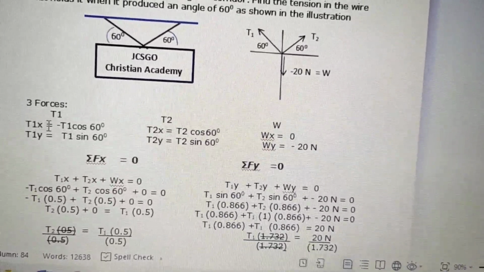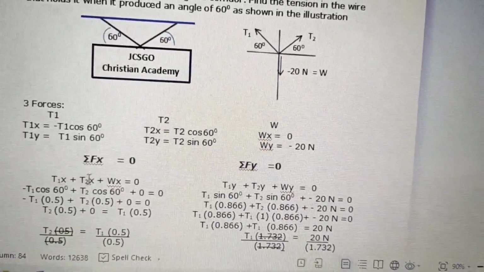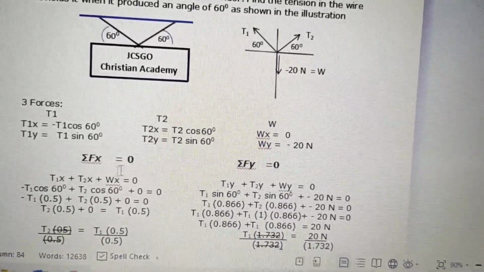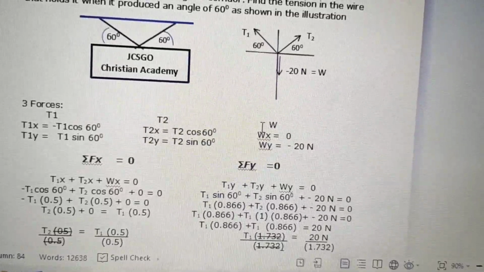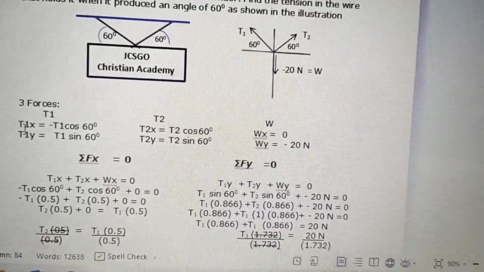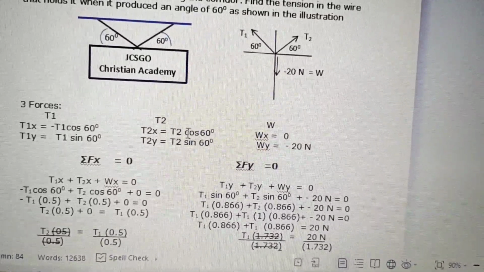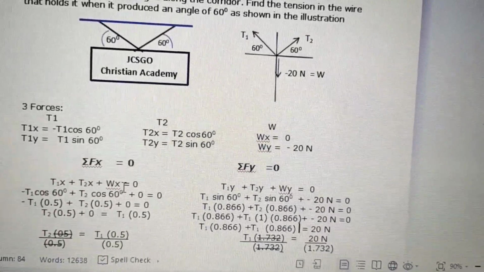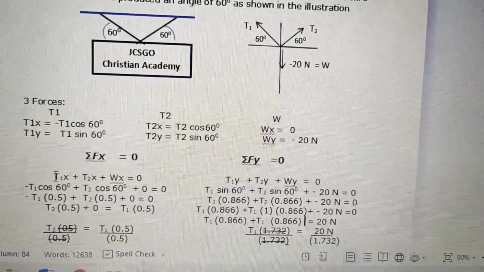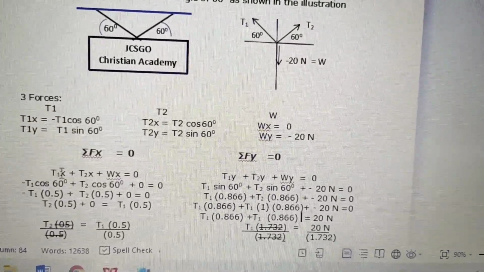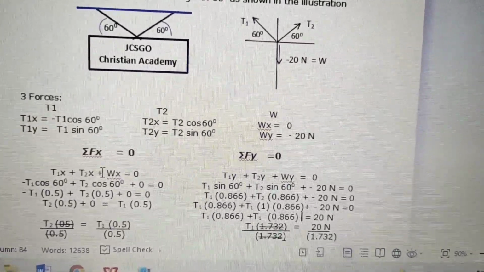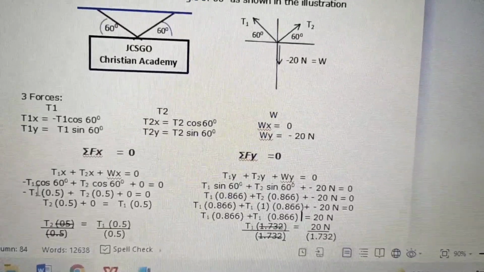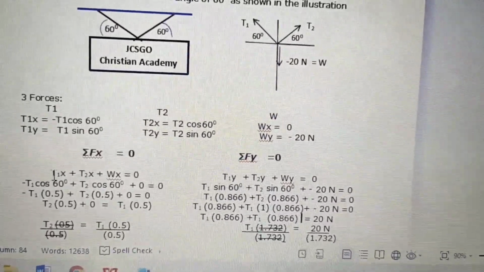We have T1x plus T2x plus Wx. So all of these x's should be placed in one and get the sum of it. So we get in here T1x plus T2x plus Wx is equal to 0. Now, what is the value of T1x?